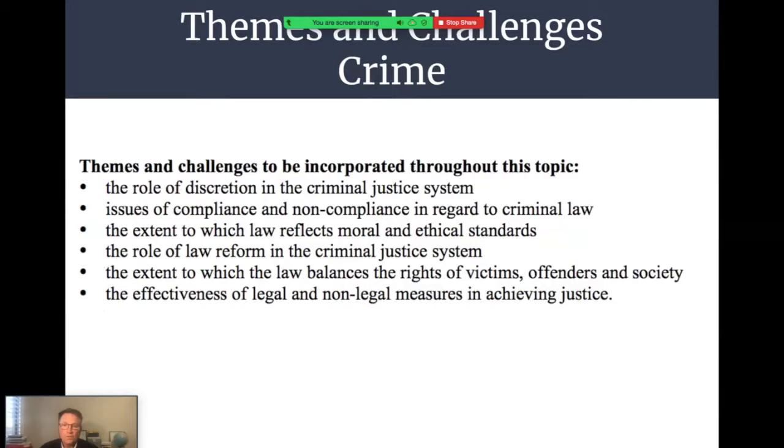We're also looking here at moral and ethical standards changing again, and law reform again. But we're also looking here at a criteria about the extent that the law balances the rights of victims, offenders, and society. Do they get the balance right? Is justice achieved for all of those three interest groups? And again, finally, the legal and non-legal measures in achieving justice is examined in the crime topic.